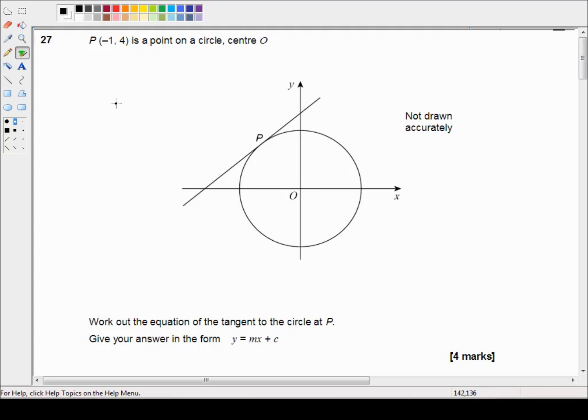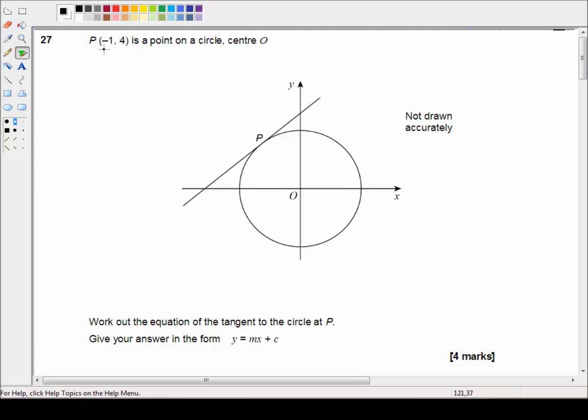In this video we're looking at the 8300 series past papers. This is the first paper in the higher tier. It is a non-calculator paper, so we're not allowed to use calculators. This is the May 2017 past paper, and we're picking up in question 27.